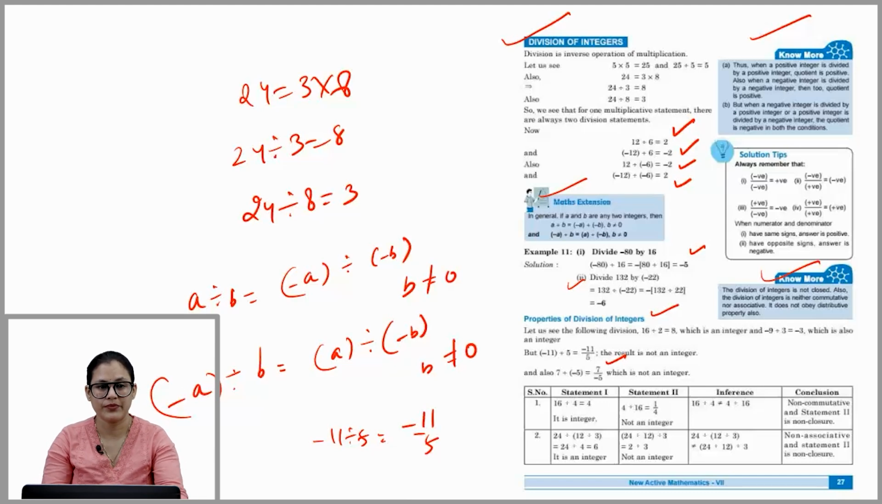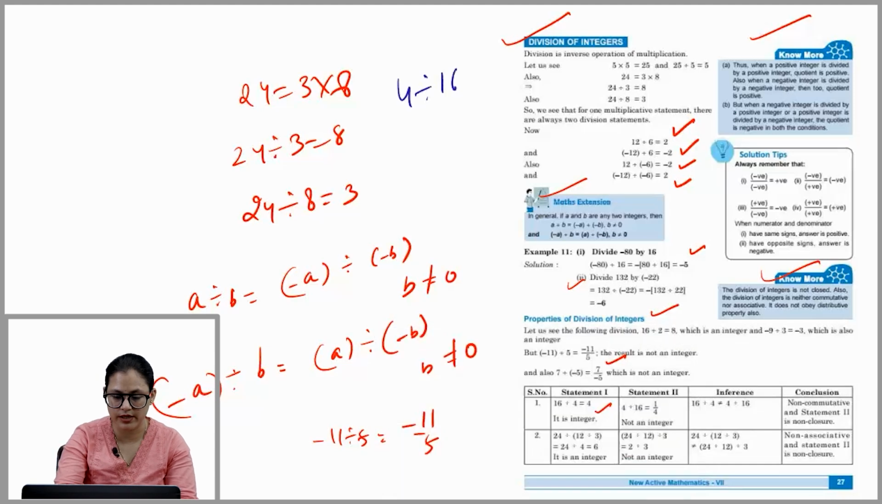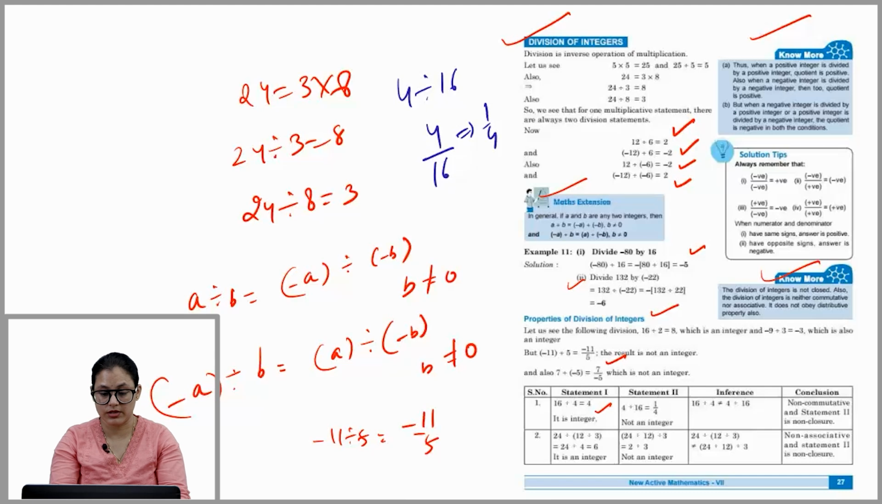So, let's check out statement 1. 16 divided by 4 is 4. It is an integer. But 4 divided by 16, if you divide 4 by 16, what will you get? You will get 1 by 4, a fraction. So this is not an integer. So the inference is 16 divided by 4 is not equal to 4 divided by 16. So what is the conclusion? Non-commutative, and statement 2 is a non-closure.